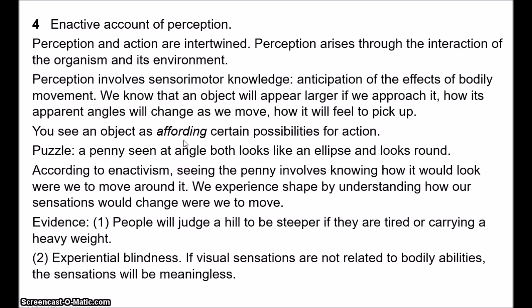The second line of evidence comes from what Alva Noë calls experiential blindness. This occurs when a person has the right visual sensations but can't be said to perceive. Noë cites the example of people who were blind due to cataracts, who after having the cataracts removed woke up to visual sensations, but they could make absolutely no sense of them.